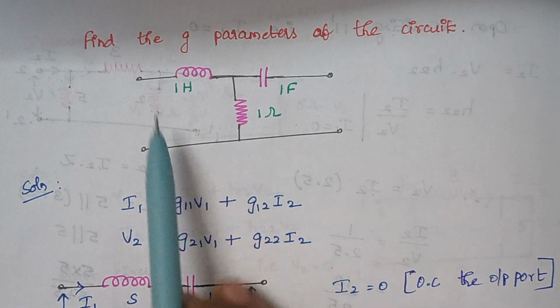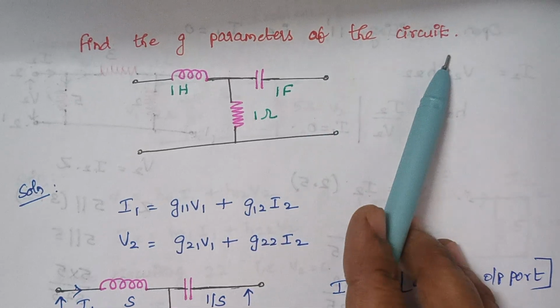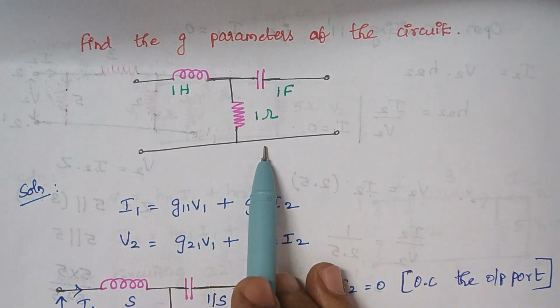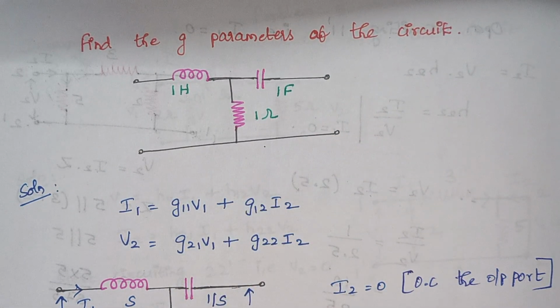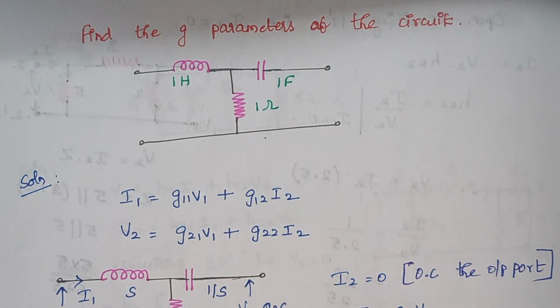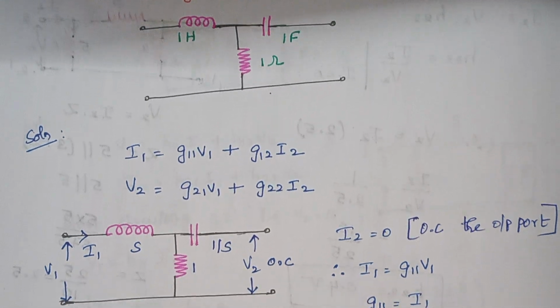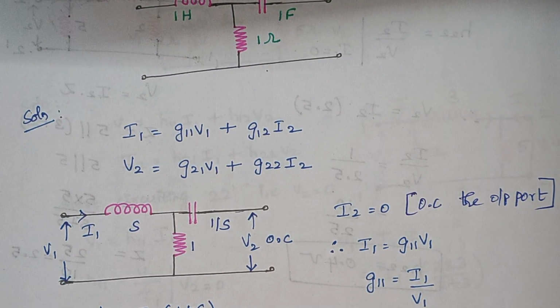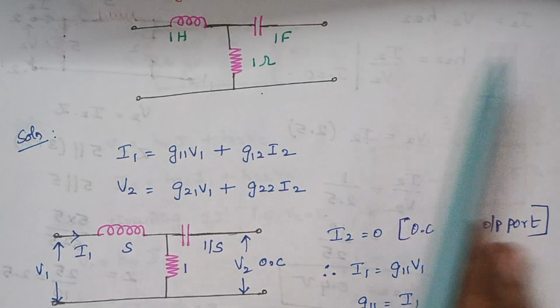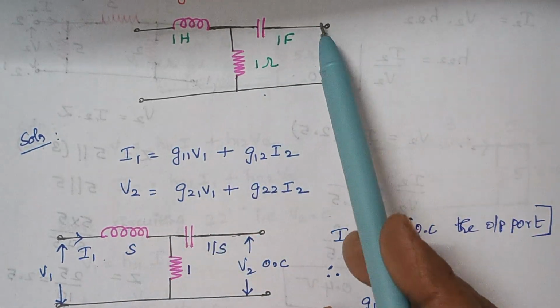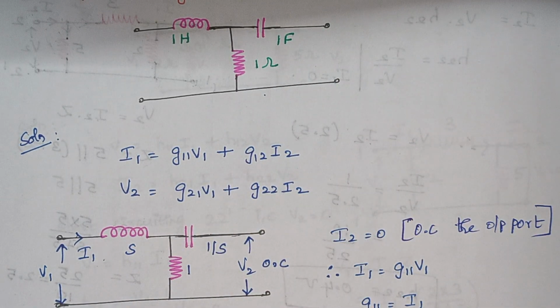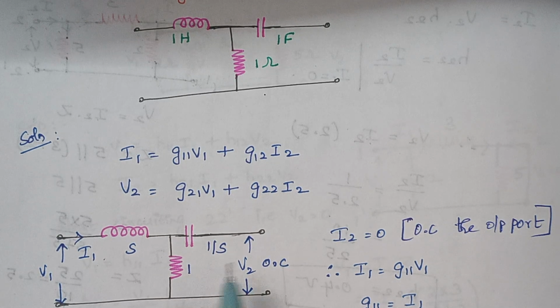The problem is to find the G parameters of the circuit, and this is the given circuit diagram. As a first step, we are going to redraw the circuit. That is, we are going to replace this Henry and Farad in terms of S. Here we have 1 Henry, so it is 1 S. Here we have 1 Farad, therefore here it is 1 by S, and here it is 1.